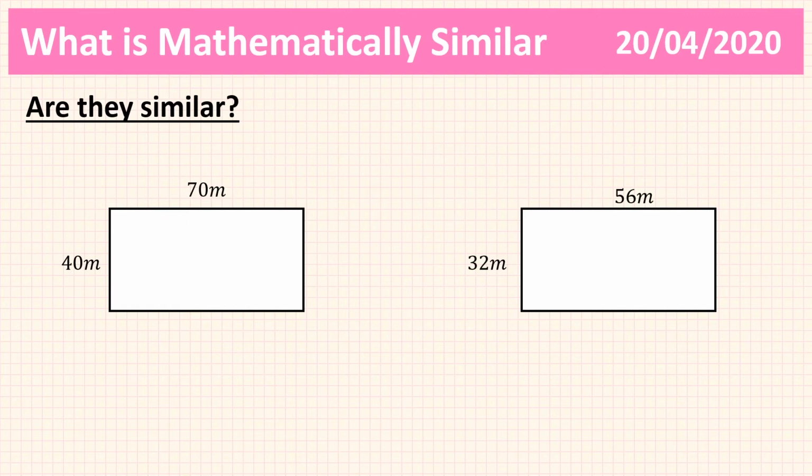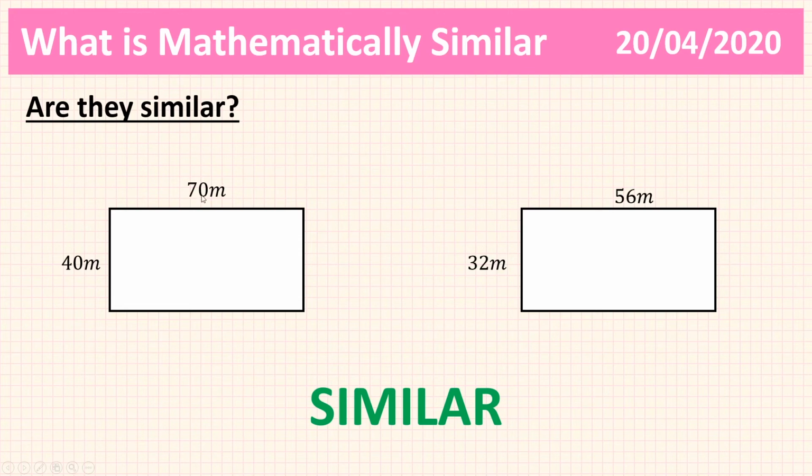Have I got these two? Are they mathematically similar? Well, yes, they are. They are mathematically similar because there is a scale factor between them. The scale factor being, in this case, 4/5 or 5/4, if you want to have a look.